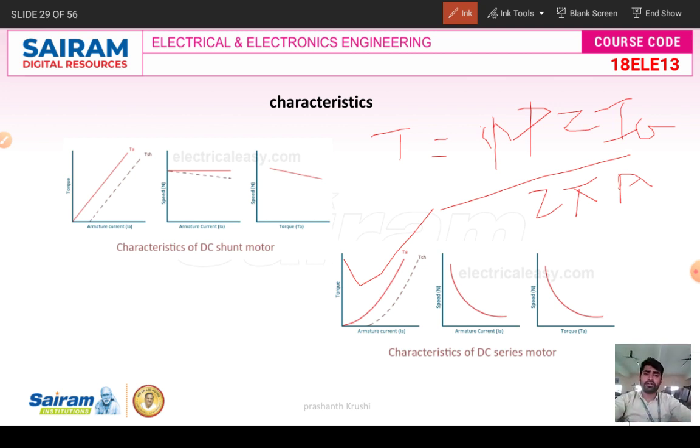And the applications of the DC shunt motor, series motor, and compound motor. The shunt motor is for constant load applications, like lathe machine, milling machine, and drilling machine. And the DC series motor is for heavy load and high load applications. Okay, keep that in your mind.